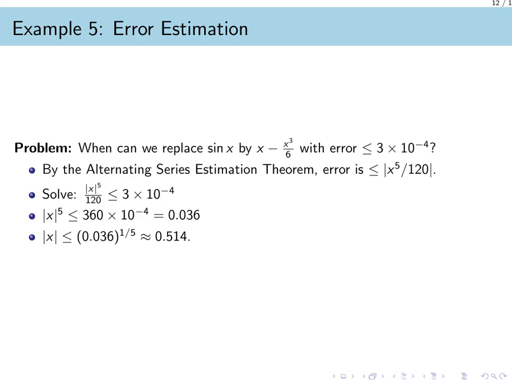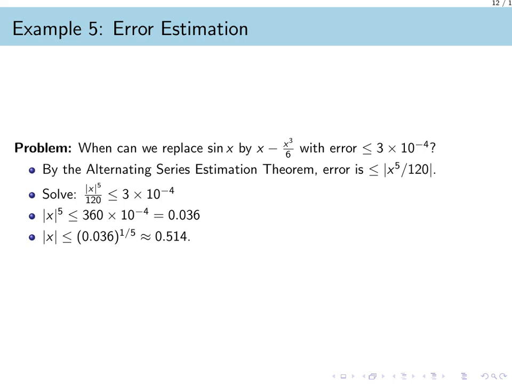We can now set up an inequality where this maximum possible error is less than or equal to our desired tolerance. As shown, we require the absolute value of x to the 5th power over 120 to be less than or equal to 3 times 10 to the negative 4. Solving for x, we multiply by 120 and then take the 5th root of both sides.